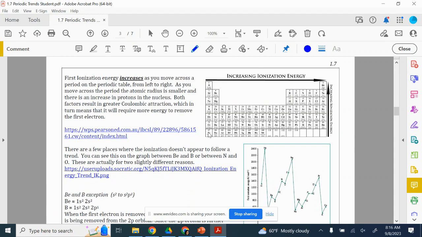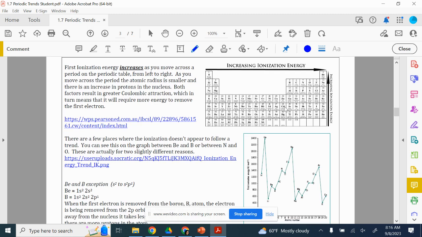It's going to be easier to pull the electron away because the distance is increasing. So as you move down, it's going to get easier. As you move across, it's going to get harder. And this is all in the same row. It's going to get harder because you're adding in more protons. So you're adding in more things pulling that outer electron to the nucleus.